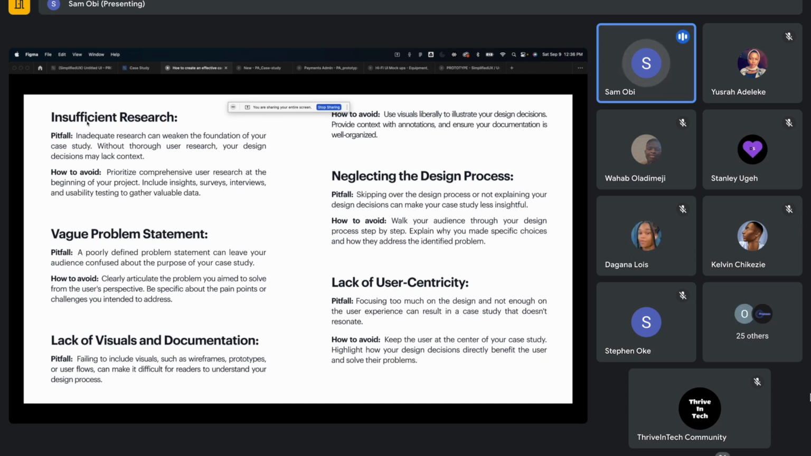And then neglecting the design process. How to avoid that is walk your audience through your design process step by step and explain why you made specific choices and how they address the identified problems.